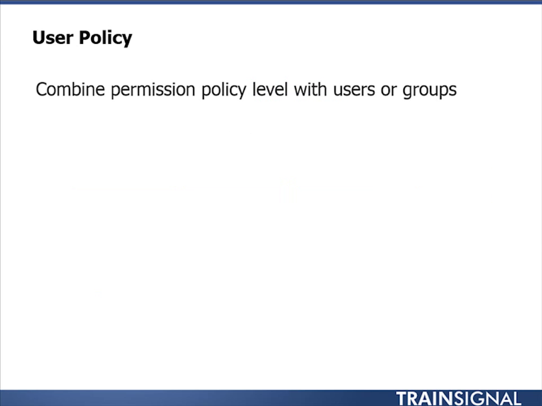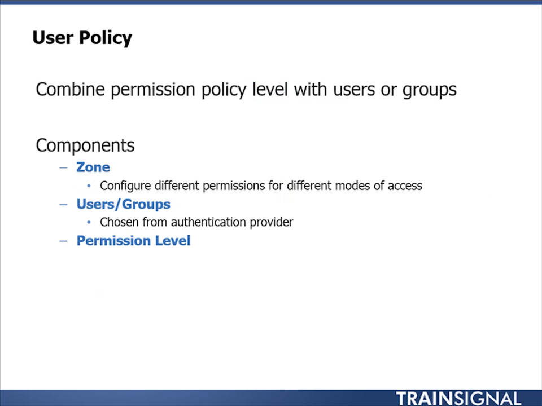Now, after we go in and set up our policy level, then we get to go in and set up our user policy. And this is where we're going to combine that permission policy level with our users or groups. Now, the three components that are going to bring this together are the zone, the user and group, and then the permission level. The permission level is the one that we want to use. The user and groups is who it is that we're talking about. The zone is a bit interesting.